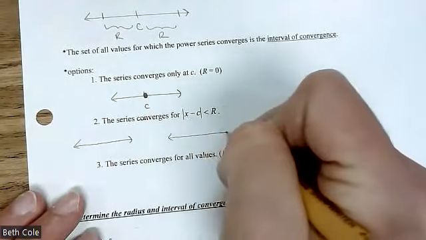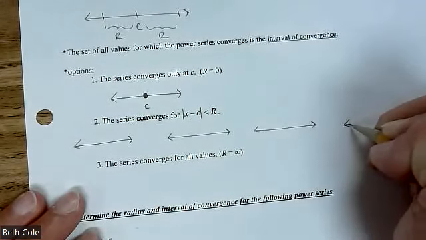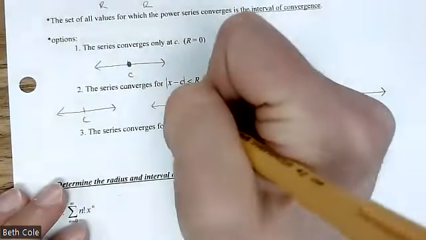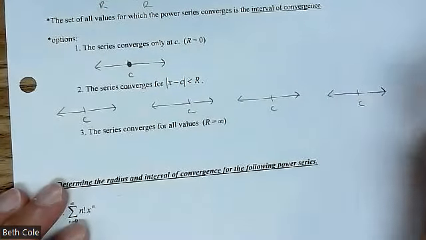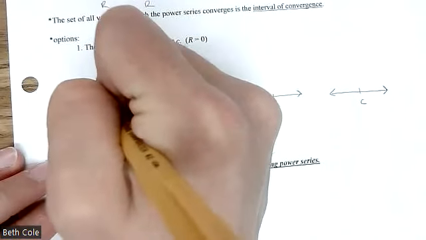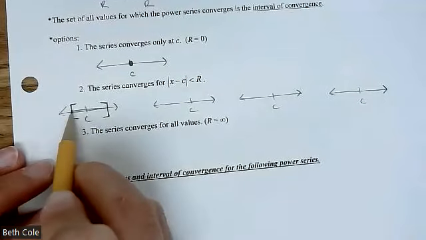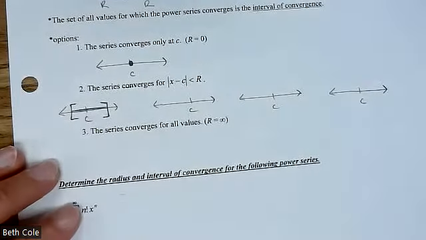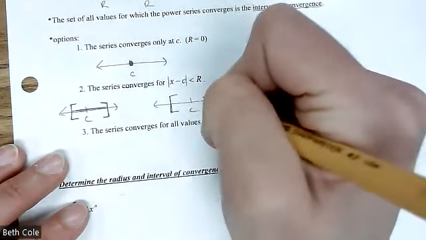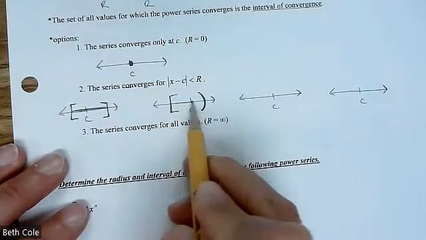Now, there's 4 ways that can turn out. So draw 4 little graphs. And so you're going to be centered at C. What you have to do is check the end points. So if it converges at both of the end points, then you would have brackets. And this would be your interval of convergence, is everything in between. Or it might converge at one of them, but diverge at the other. So you would have something like this.